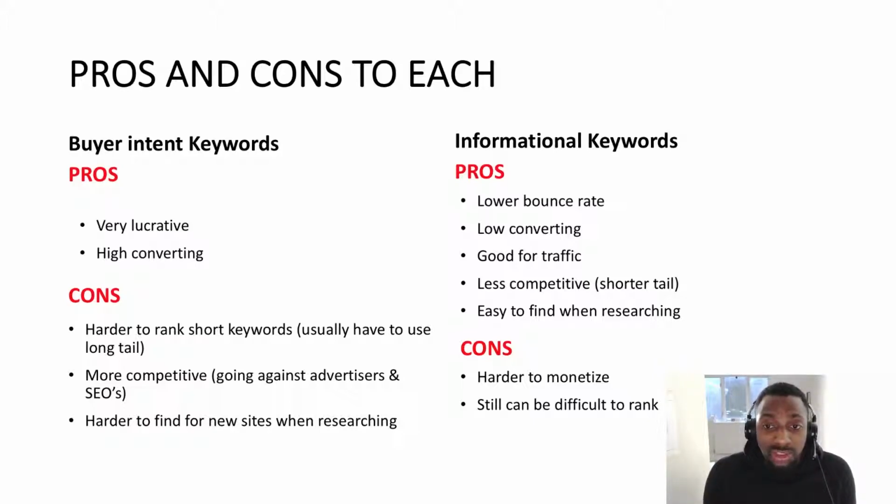Now the pros of informational keywords are that they have a lower bounce rate, because when people come, they're looking for information, so they're more likely to spend time reading through the content and trying to find what they're looking for. It's lower converting, which is a con. That should have been in the con section. And then it's good for traffic. It's really good for traffic because these types of keywords are less competitive.